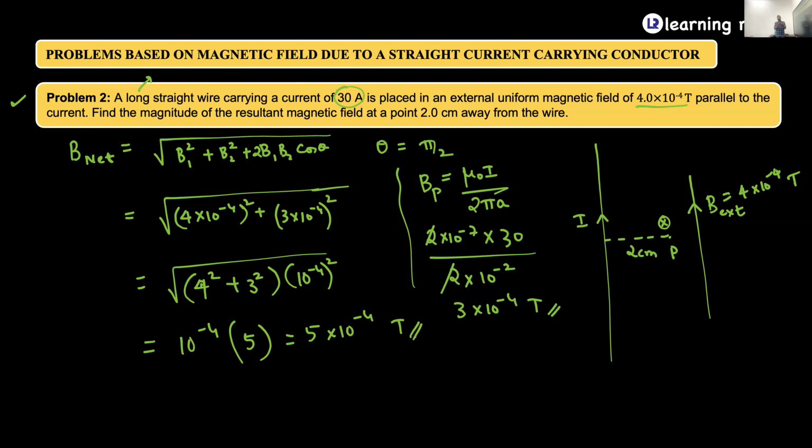In this problem, we cannot define the direction because they didn't mention anything in the question. They didn't tell in which direction the current is flowing, and without that information, you cannot find the direction. The second piece of information missing is which side the point P is with respect to the conductor. So without that, you cannot find the direction. That is why the question is very clear: find the magnitude of the resultant magnetic field. And our job is done.